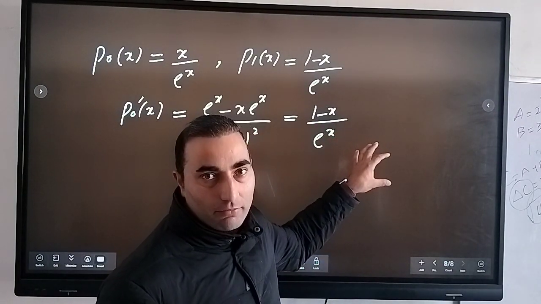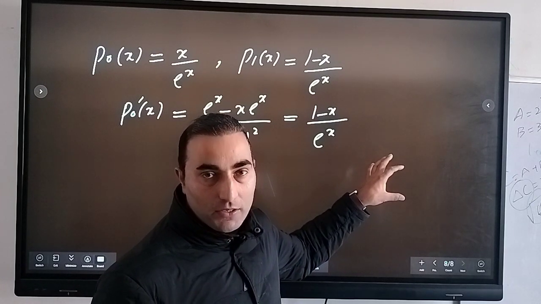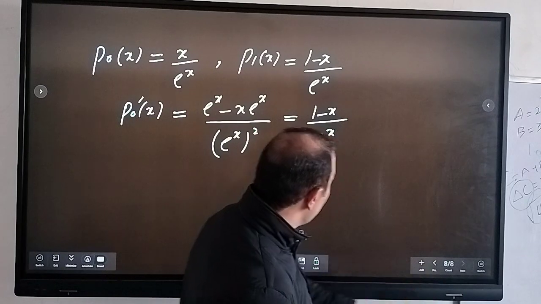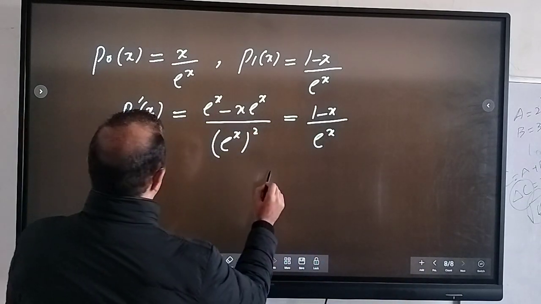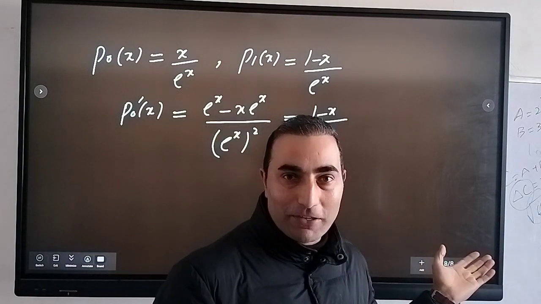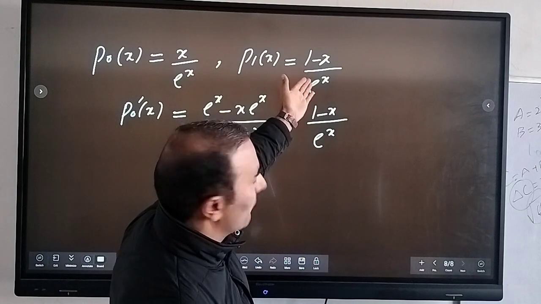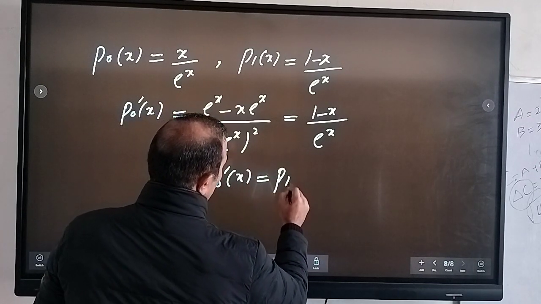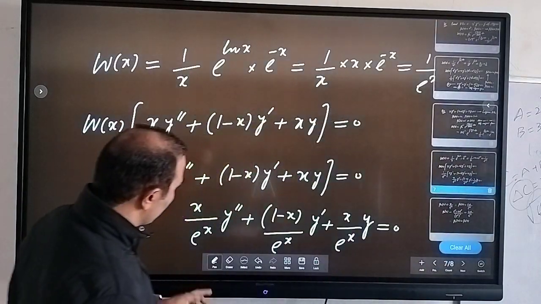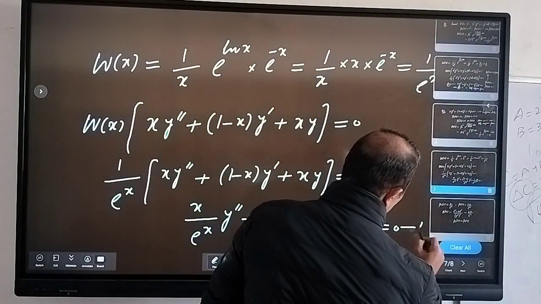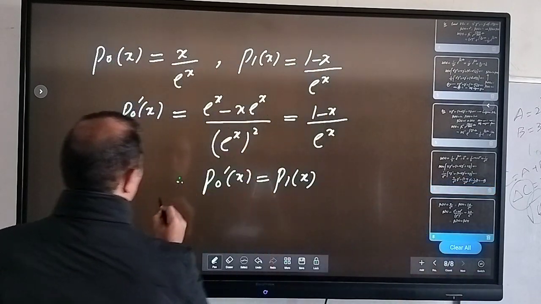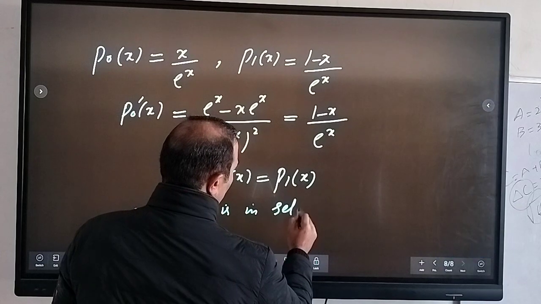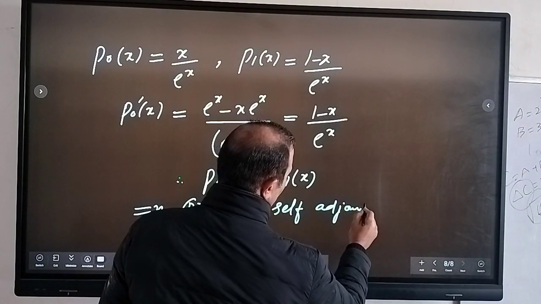So that means our w of x is this, and when you multiply this w of x to our original differential equation, that differential equation will then be in self-adjoint form. So we are calculating that p0 dash of x, right? p0 dash of x is this thing, and p1 of x is this, right? So therefore p0 dash of x will be equal to p1 of x, right? So that means this equation, equation b, is in self-adjoint form.